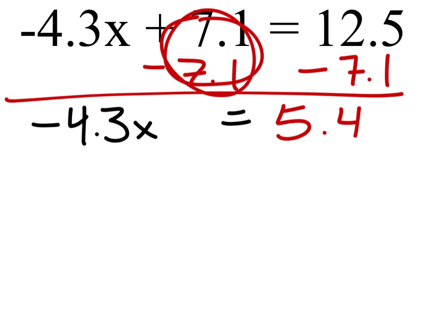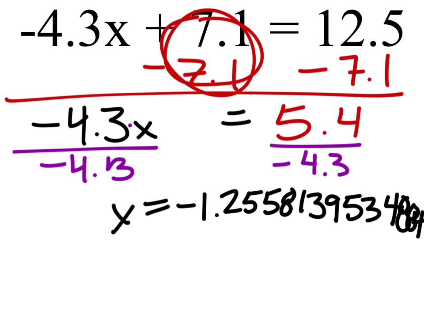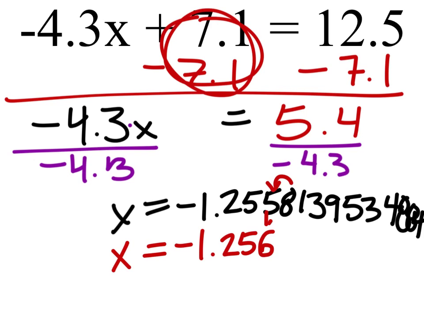Next thing we need to do is, since this is multiplication, we will divide both sides by negative 4.3 so that we get a positive 1 coefficient of x. So this gives us x equals. On this problem, it gave us a really long decimal, so I would round it to something a little bit shorter, to negative 1.256. By the way, if you round it wrongly, then it's wrong. Since the 8 is bigger than 5, we round this 5 up to 6.